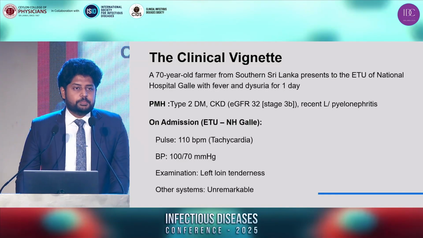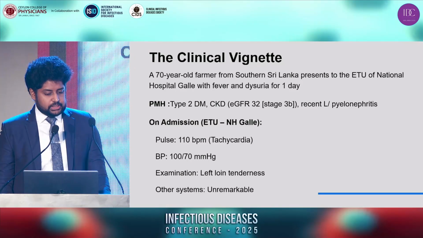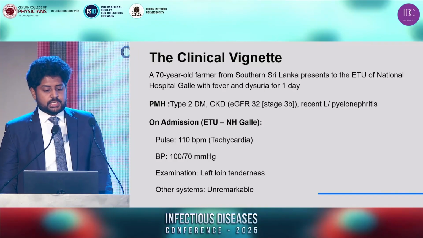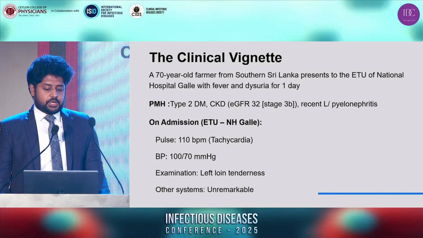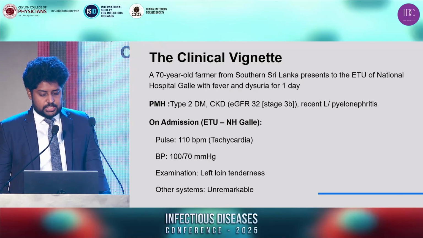In the background, the patient has had type 2 diabetes with poor control for 10 years, and he also has chronic kidney disease stage 3B with an eGFR of 32. I'm mentioning this because it's important for our management.